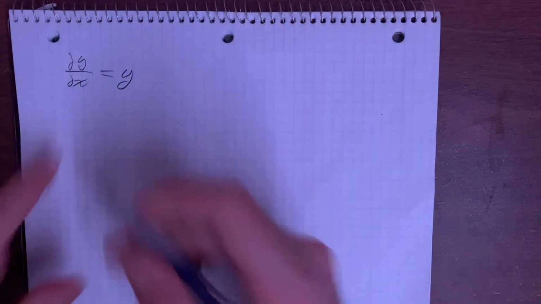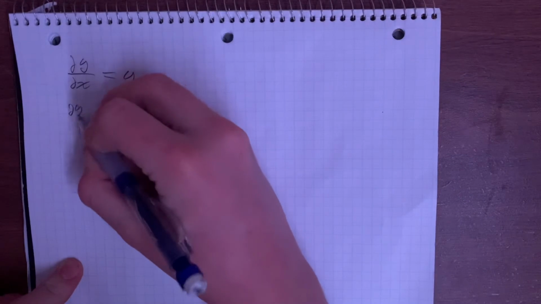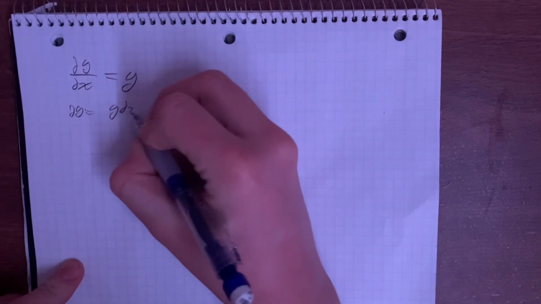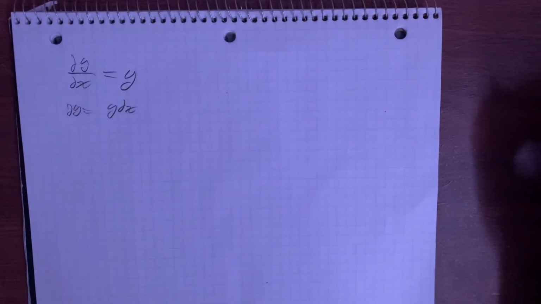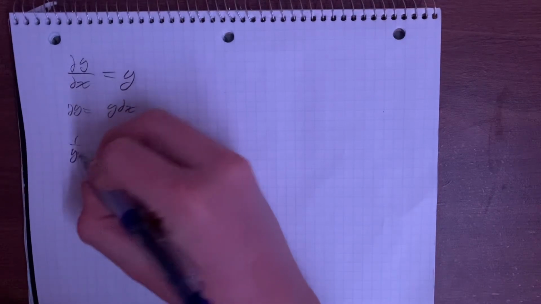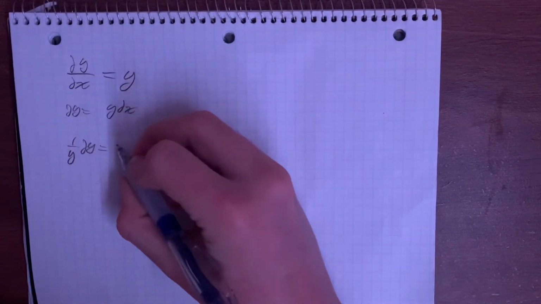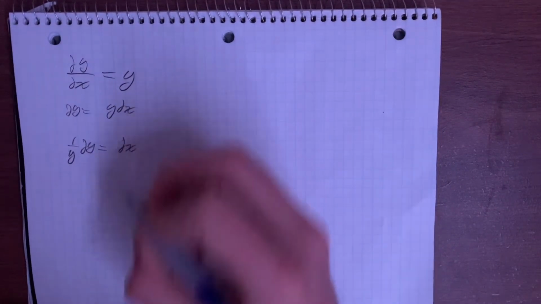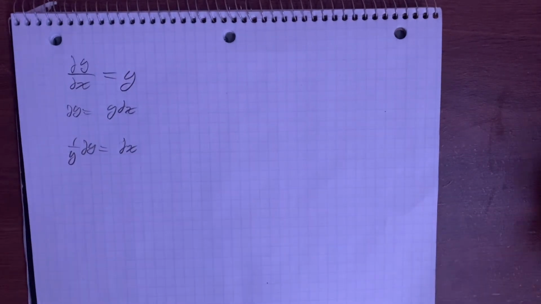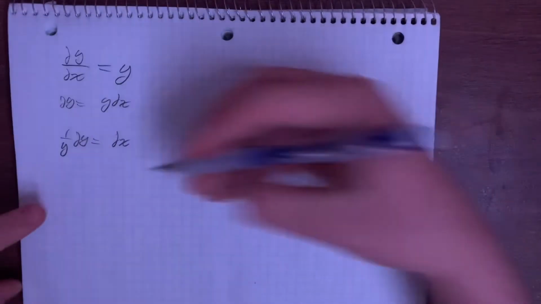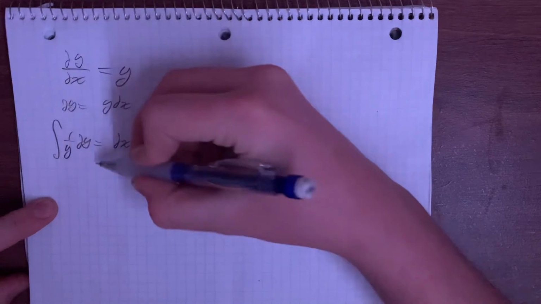So we're just going to multiply both sides by dx. So we get dy equals y dx, and then divide both sides by y. So we get 1/y dy equals dx. Right, and then of course the next step in solving a differential equation like this is just integrating both sides.